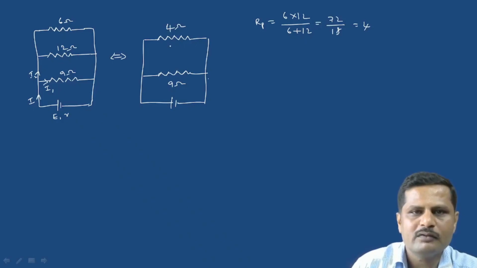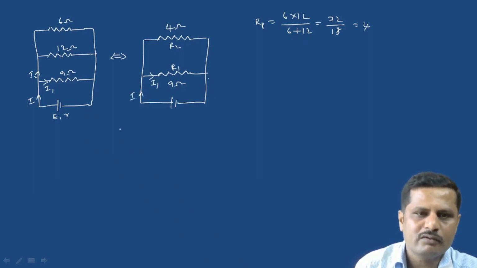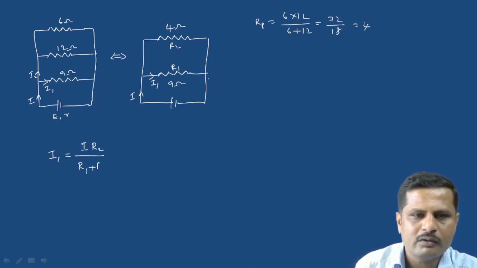Let me consider this one as R2, this one as R1. Now we need to find out the current through the R1 resistance. Let me write this as I1. So we know that from the branch current concept, the current in one branch is equal to the total current in the circuit times the resistance of the other branch. Here the resistance of the other branch is R2, divided by the total resistance R1 plus R2.